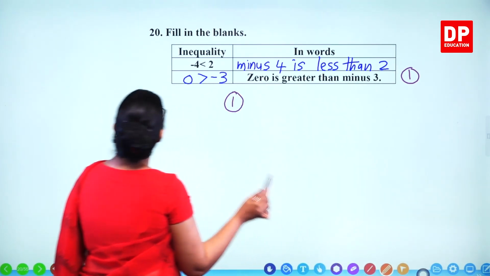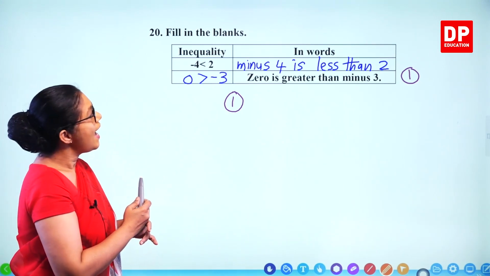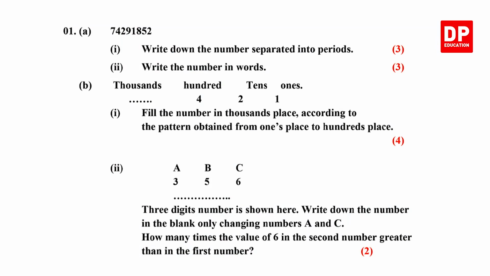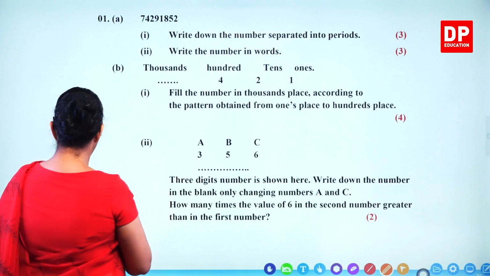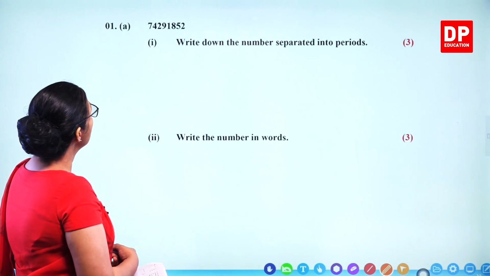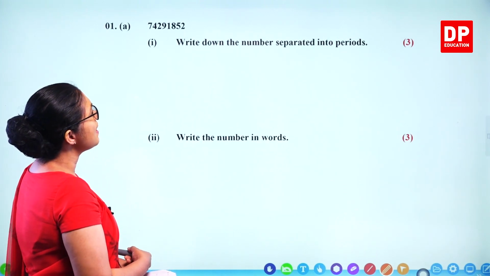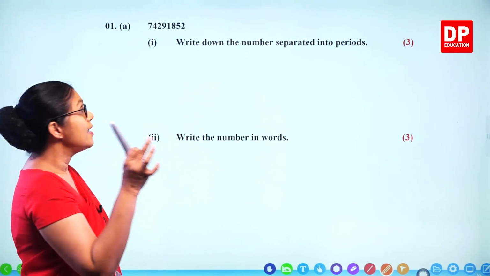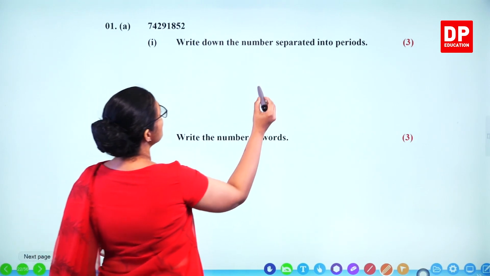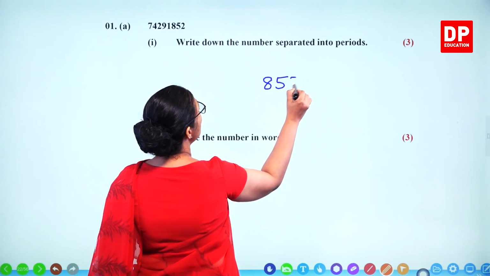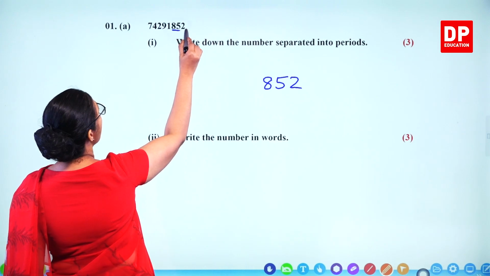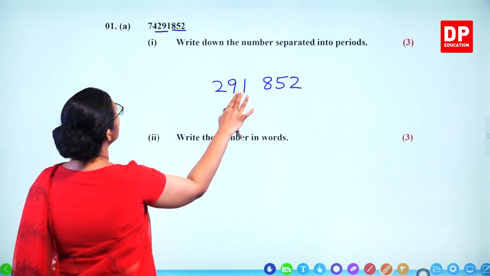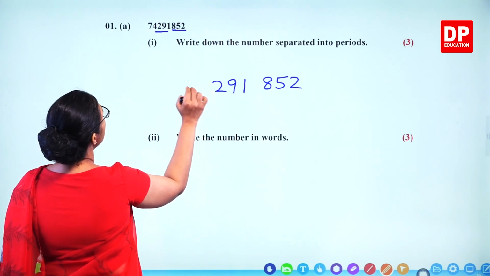So we did all 20 short questions, and let's try to do part 2. Question number 1 in part 2. You have given a number. Write down the number separated into periods. So we start from right hand side and 3 digits you have to separate. So 852, right, and then 291. So leave a space in between periods, then 74.